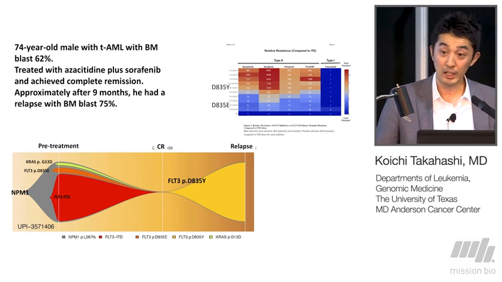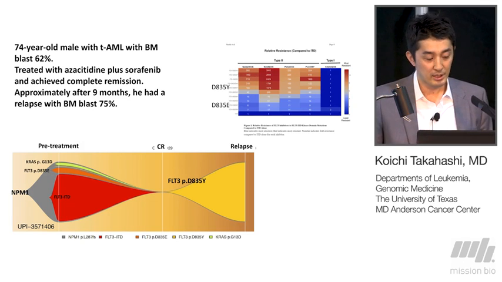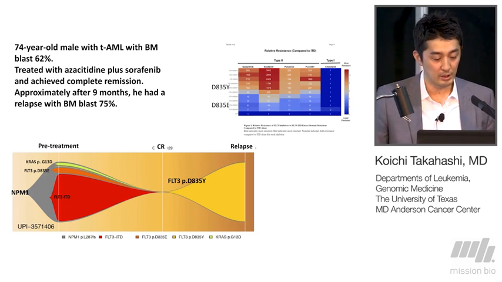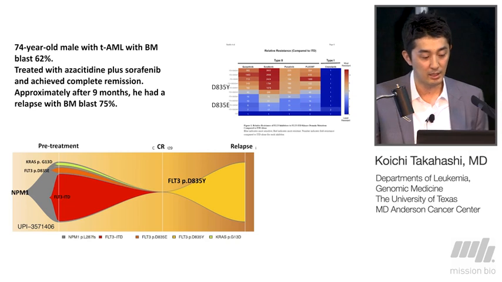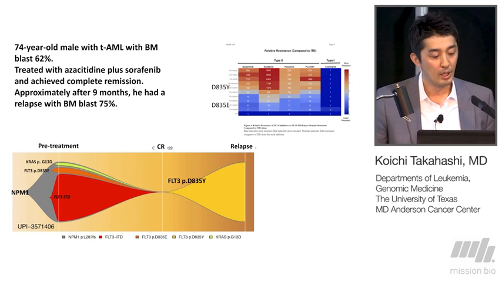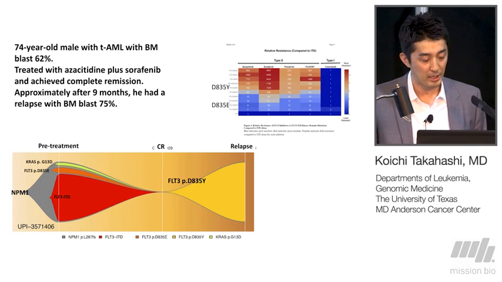We also started to analyze longitudinal samples, and we have accumulated about 10 or 20 cases now. This case really represents the power of longitudinal analysis. This was a 74-year-old male with therapy-related AML who presented initially with 62% blasts in the bone marrow. This patient was treated with azacitidine and sorafenib, which is a FLT3 inhibitor, and achieved complete remission and enjoyed that for about 9 months, but eventually relapsed with 75% blasts 9 months later. We had a pre-treatment sample and a relapse sample sequenced by the Tapestri.